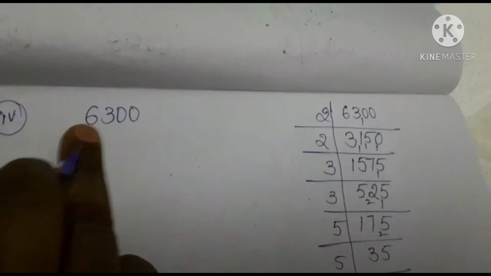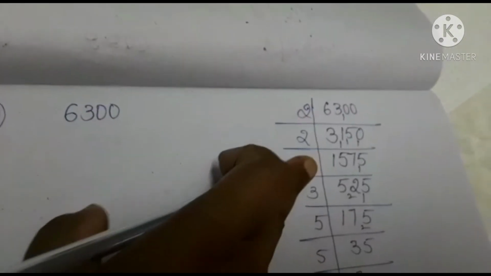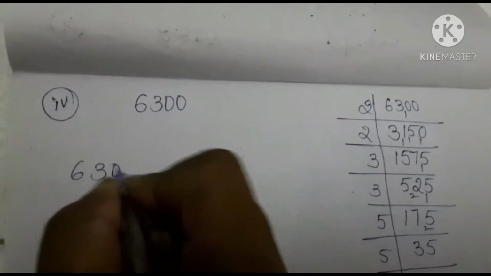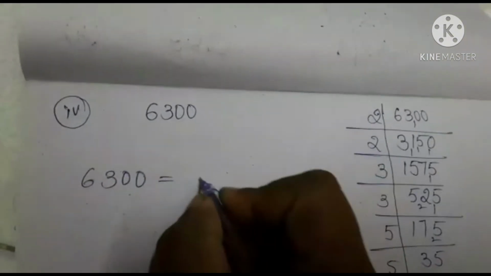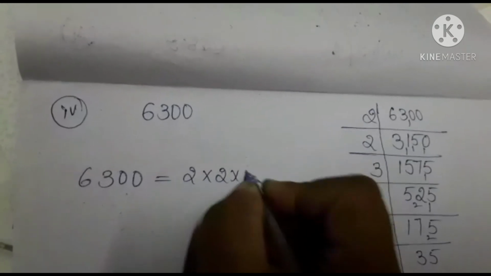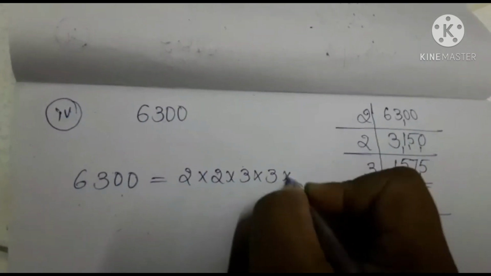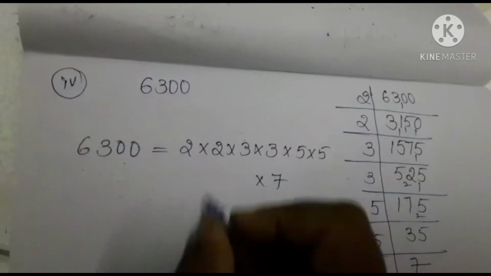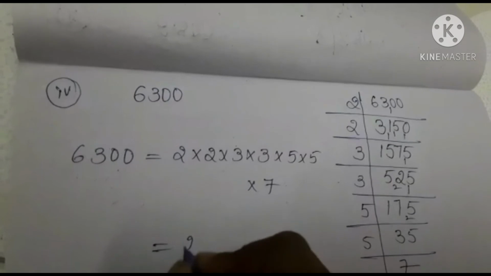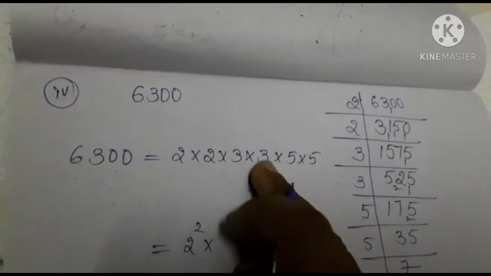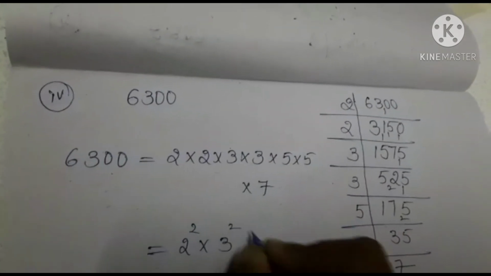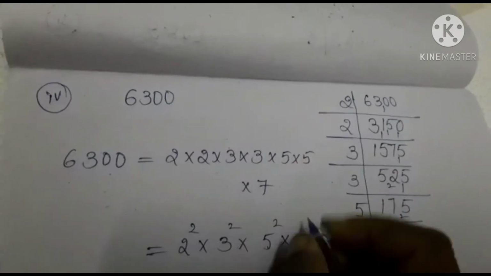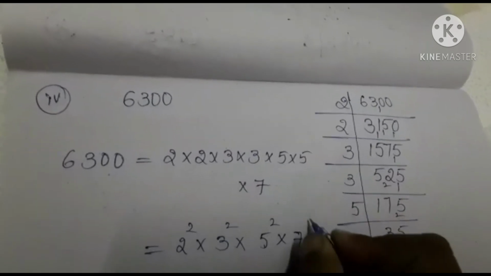Now 6300 equals 2 into 2 into 3 into 3 into 5 into 5 into 7. So 2, how many times repeated? 2 times. That is called 2 square. 3, how many times repeated? 2 times. That is called 3 square. 5, how many times repeated? 2 times. That is called 5 square. Into 7 is only 1 time. That is called 7 power 1.